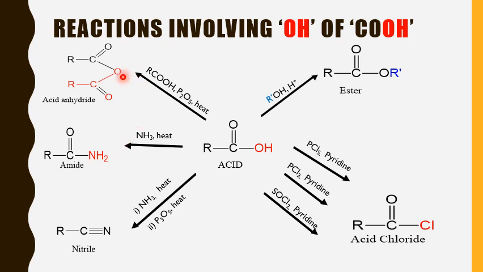And of course, when one mole of carboxylic acid reacts with another mole of carboxylic acid in the presence of a dehydrating agent such as P2O5, a water molecule will be eliminated. So you will get RCO, the remaining part in one molecule, and the OH will be replaced with the RCOO group, that means carboxylate from another carboxylic acid. So this is called an anhydride.